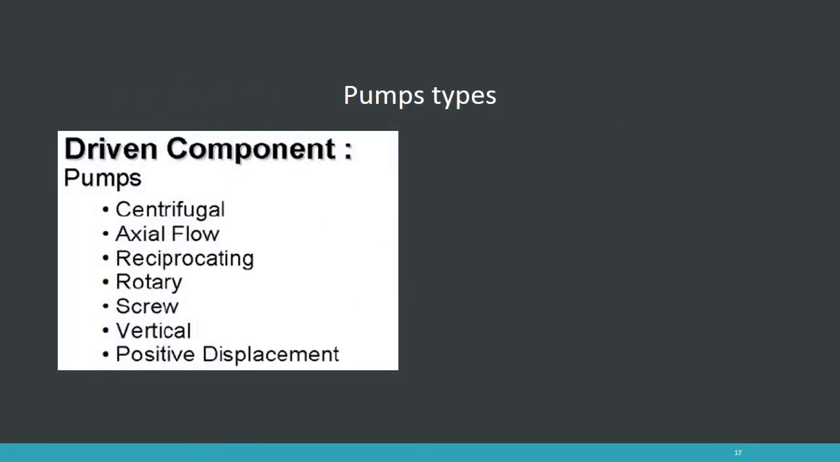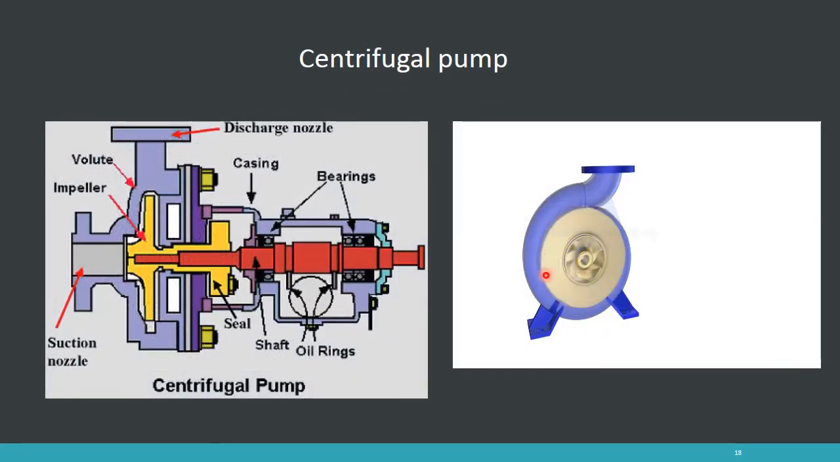Pumps are one of the driving components and they have many types. For example, we have centrifugal pump, axial flow, reciprocating pumps, rotary pump, screw pump, vertical pump, and positive displacement pump. Centrifugal pump is one of the most common pumps in the industry.